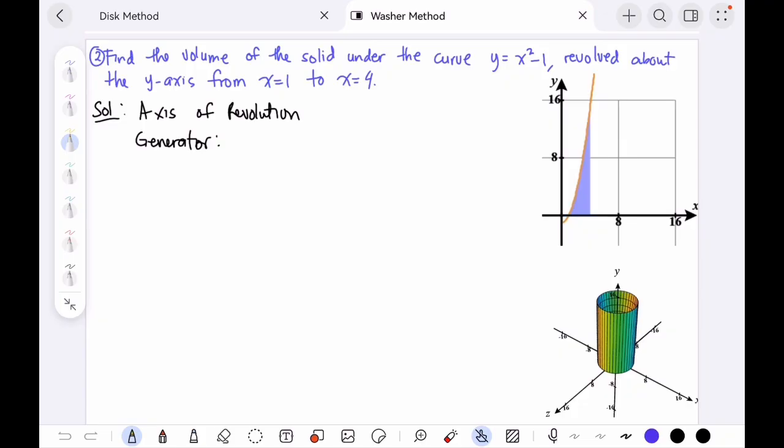Let us find the volume of the solid under the curve y equal to x squared plus 1. So meaning our generator is bounded by y equal to x squared minus 1. It's revolved about the y-axis. So the axis of revolution is the y-axis from 1 to 4. So here is 1 until 4 only. Now revolving this generator with respect to the y-axis, we get this solid of revolution.